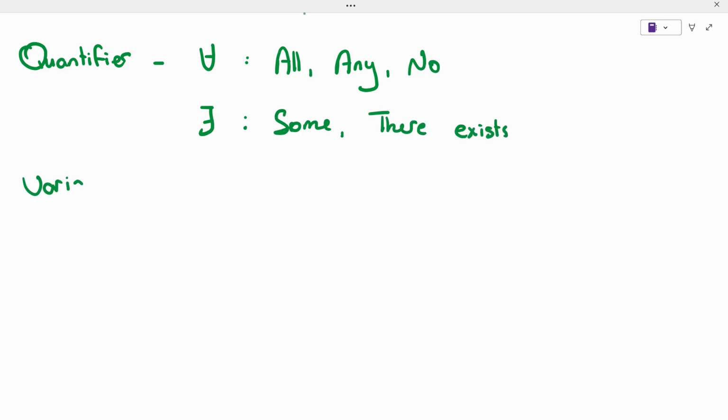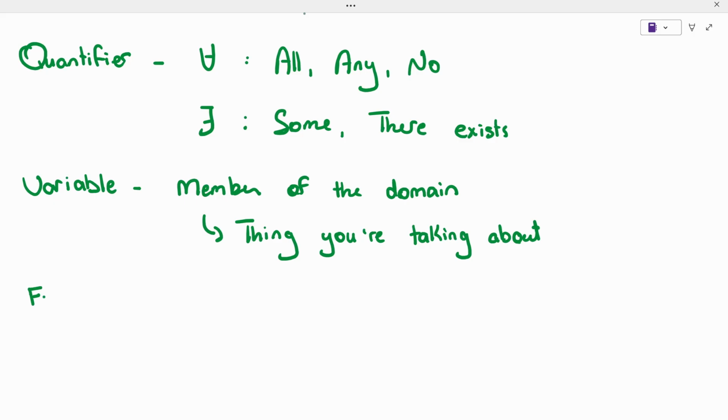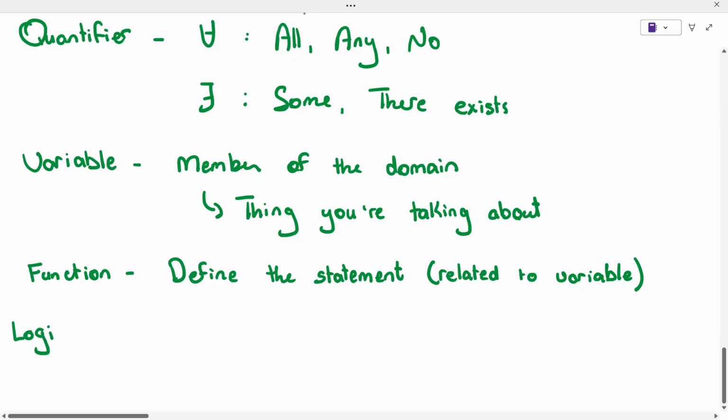We defined our variables, which is simply the thing that you are talking about. Just the member of the domain. We also talked about using predicate functions, which is just our way of defining a statement. And of course, we had our logical operators, which we borrow from propositional logic. We have and, we have or, and we have implies. And later on, you'll see we also have negate. So let's go over some examples to bring the concept home.